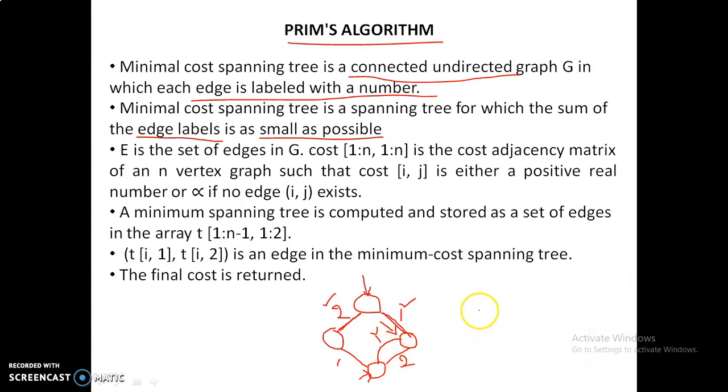Sometimes we may form cycles. If you select a particular edge which has less cost but it forms a closed cycle, then we cannot select that. Say for example like this, it's a 2, and 1, and 2.